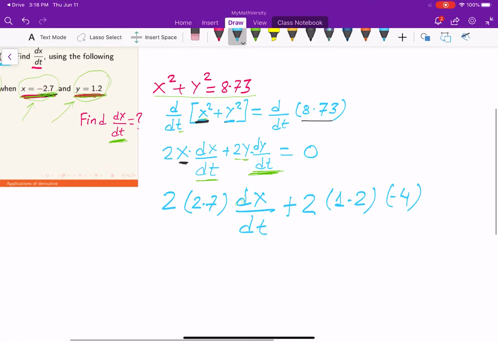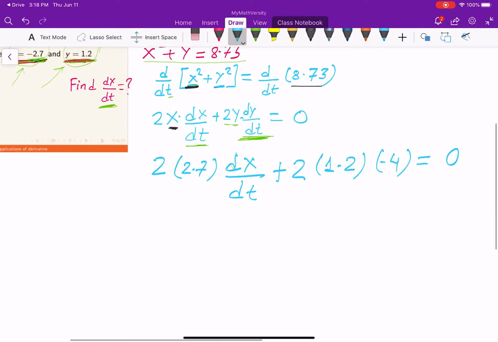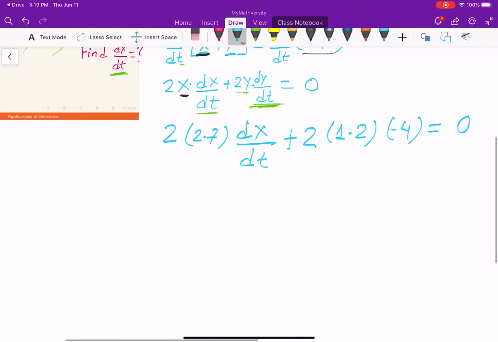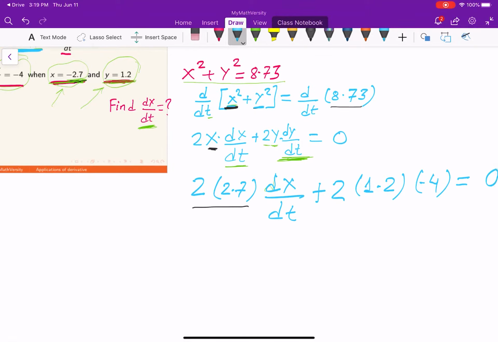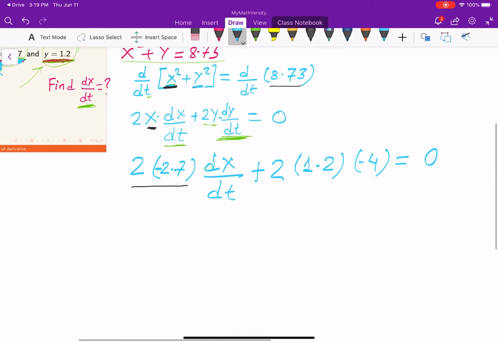All right, so this is now equal to 0. Now let's simplify a little bit. 2.7 times 2, what will that be? Do we have 2.7 by the way? Sorry. Here we have negative 2.7. Some of you may be noticing what is going on here. Let's write down negative 2.7, whatever is given. That was the x value.